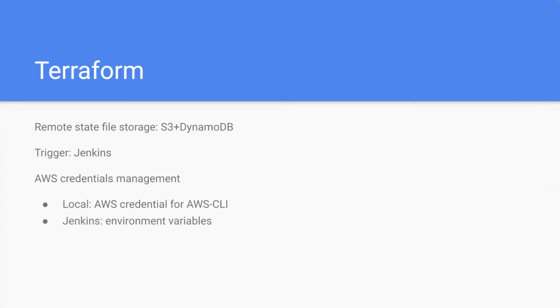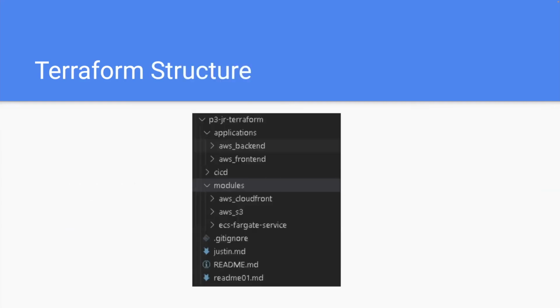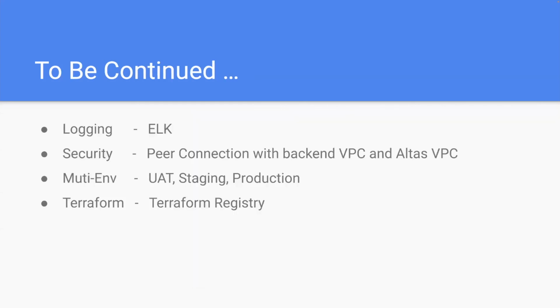Next, this is what our Terraform directory structure looks like. There are 3 folders in our Terraform directory: applications, CI/CD, and modules. For further development, we will consider logging, security, and multi-environment for our project, and upload our Terraform modules into the Terraform registry to improve our project.